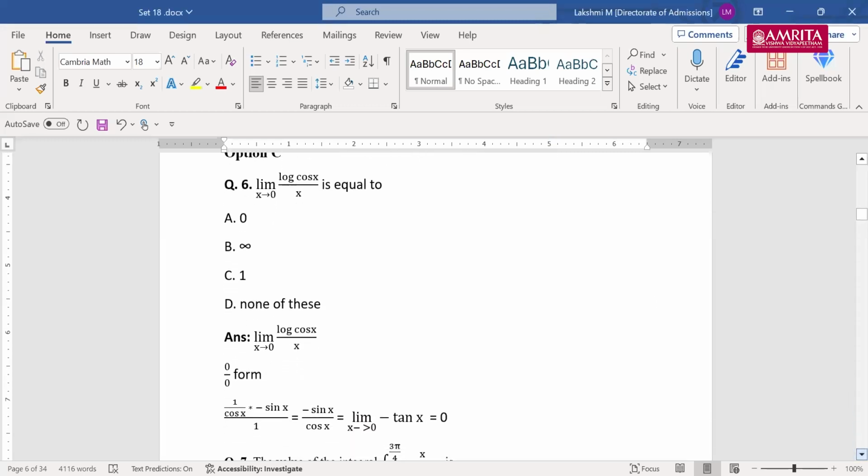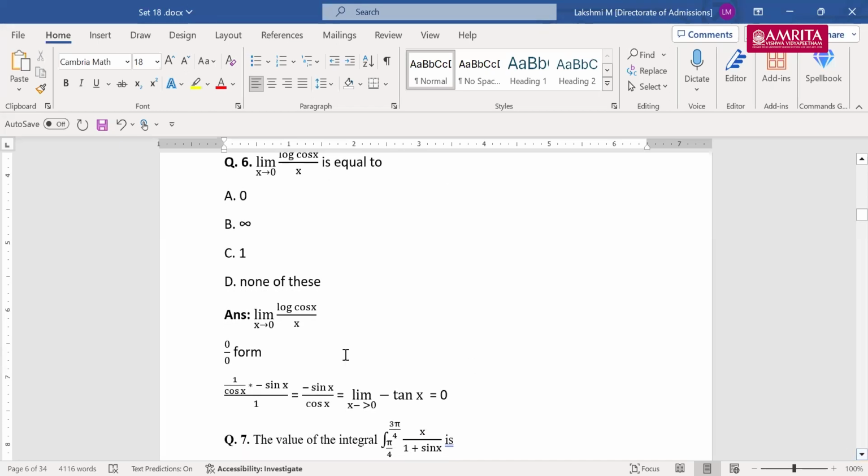So limit x tends to 0, log of cos x by x is equal to. It is also of the 0 by 0 form. So I'm just going to find out log cos x is 1 by cos x into cos x is minus sin x. So this will be minus sin x by cos x. So I'm writing it as minus tan x. So it's 0.